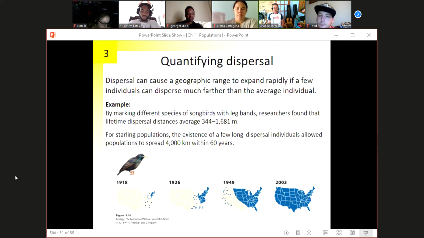So who here has seen the starlings? They're not really that big, but they're darker colors, and they fly around in the sky in those really, really cool patterns. Well, what they have found by putting leg bands on them is that these guys are really good at dispersing.